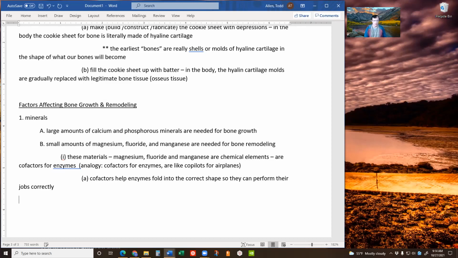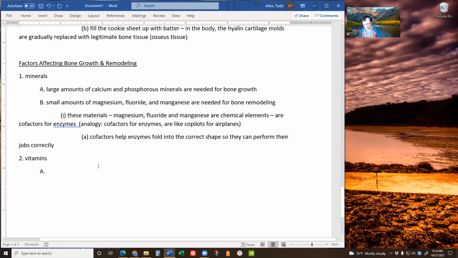All right. Number two, vitamins. There's a number of vitamins that are important for bone growth and remodeling. Vitamin A. When you were growing up, mom and dad may have said, you got to take your vitamins, you got to eat your vitamins. I used to take a Flintstone tablet vitamin when I was a little boy. Vitamin A stimulates activity of osteoblasts.